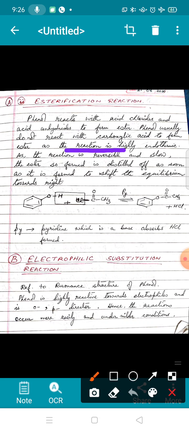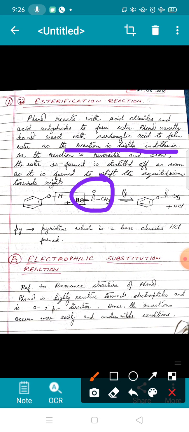You can see here it's written the reaction is highly endothermic. So a lot of energy is needed to carry out the reaction. So the reaction becomes slow. Now to carry out the esterification reaction, we take a derivative of acid, that is usually acid chloride or acid anhydride.